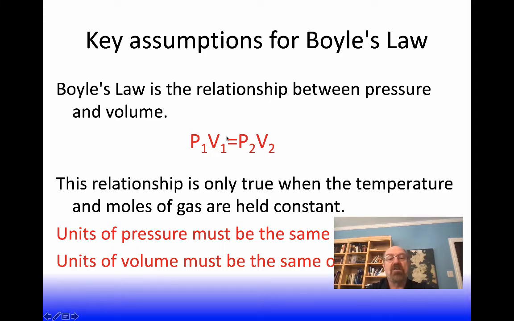If your pressures aren't the same, say it's atmospheres on one side and kilopascals on the other, you're going to have to make sure that when you're solving this equation, you solve for one, adjust your units so the units are the same on both sides as well. And we'll go through examples of how to do this.